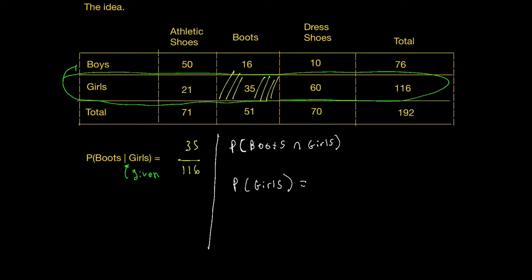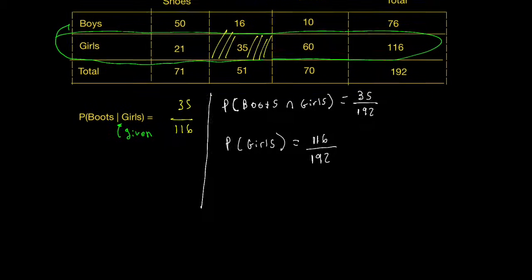Okay, so now let's say we were just trying to look for these probabilities. The probability of boots and girls, well, we kind of already did that here. Boots and girls, that's going to be 35. But since we don't have a condition, the sample space is going to be 192. Now let's get the probability of girls. To get the probability of girls, we look at girls and we look all the way to the right. Our total is 116. And again, since we don't have a given condition, the sample space is going to be 192.